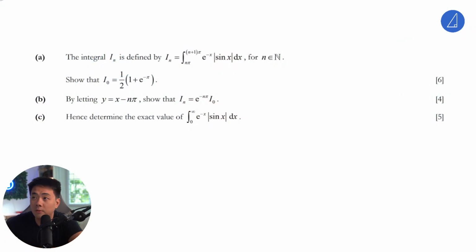Hi students, let's look at this question here, which is on integration. Let's see how we can do this proficiently. So we are given the integral In, given by this expression here, where n is a natural number. So show that I0 is this.